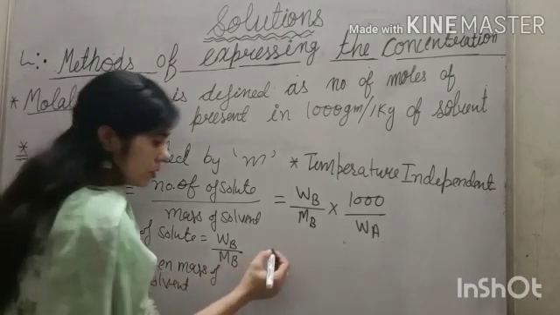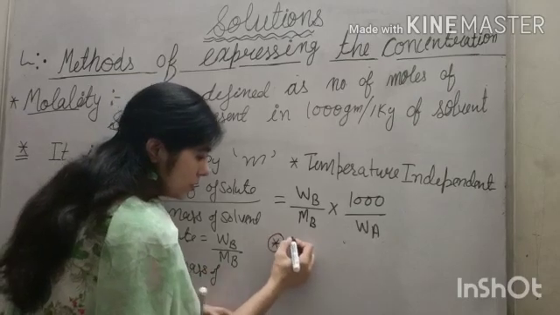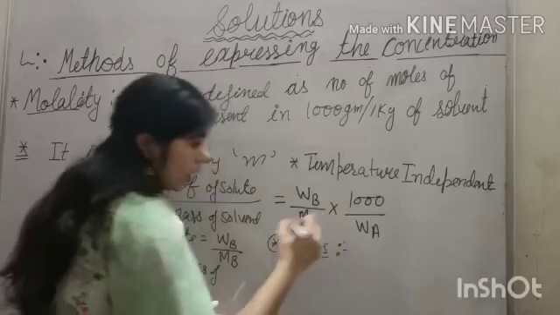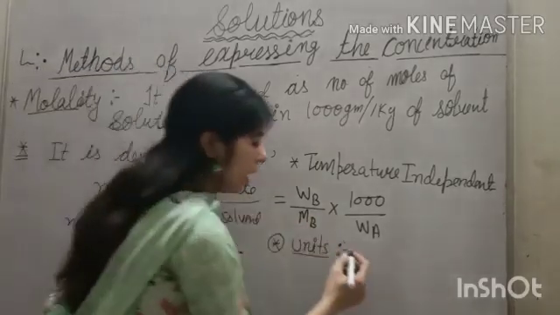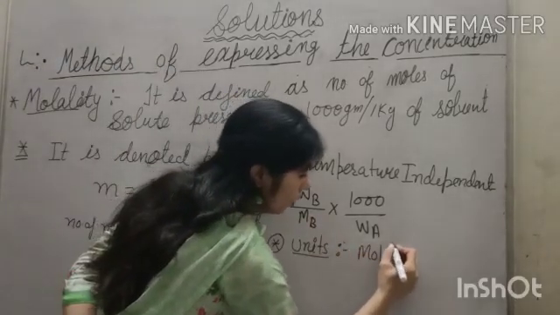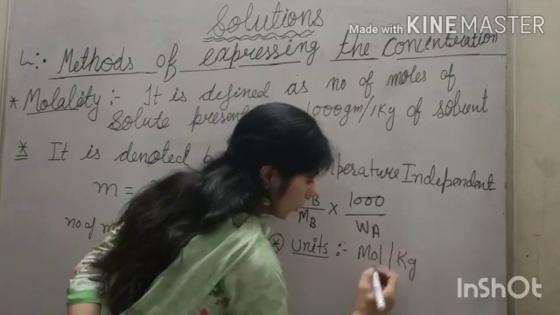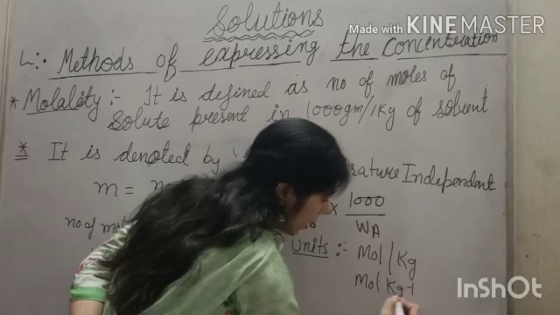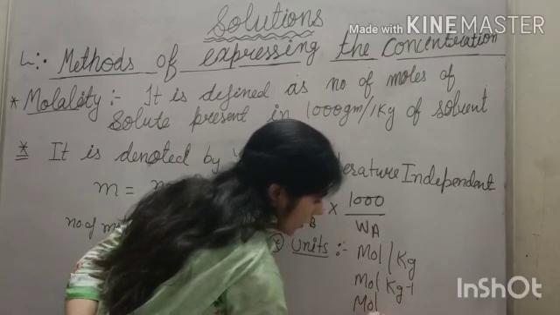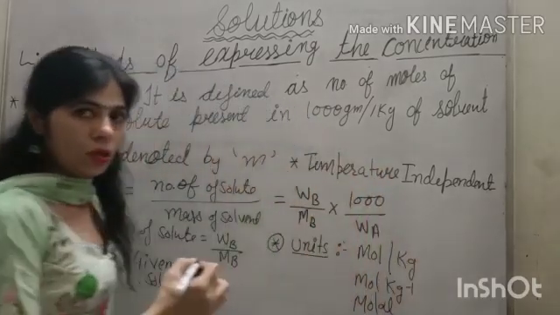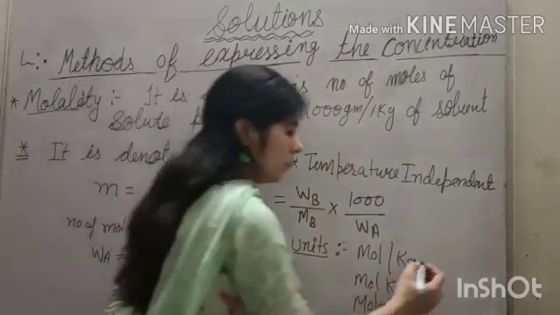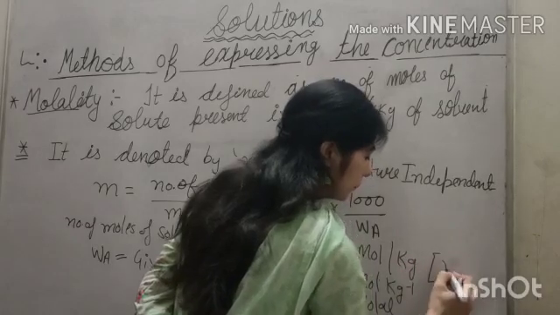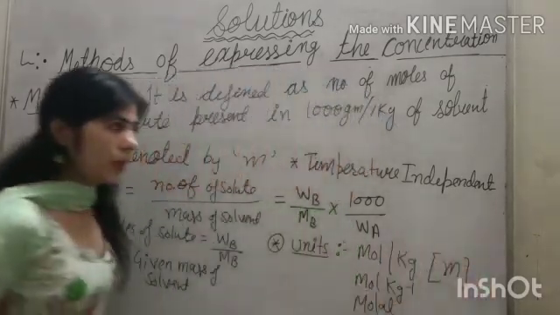Now let's talk about its units. The unit of molality is mole per kilogram or mole kilogram inverse, and we can also say molal, or simply it is represented as small m. Okay?